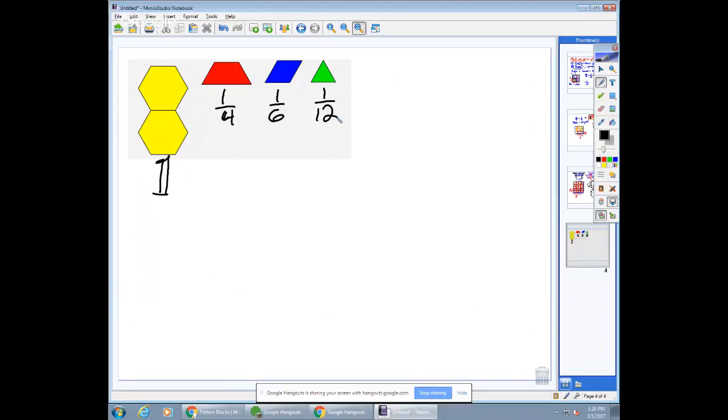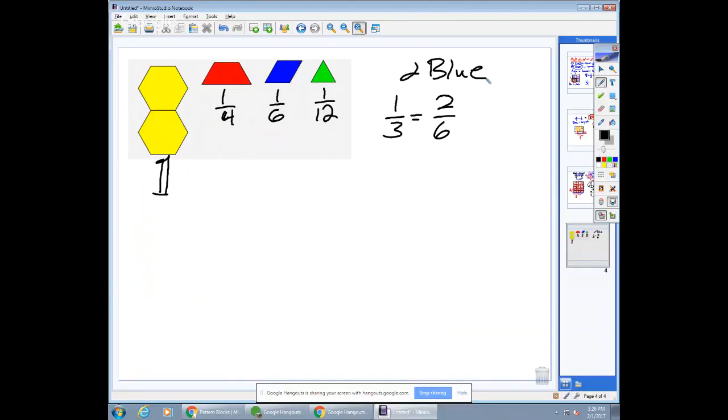Okay, so those are the kinds of things we're going to get to play with. What would 1/3 be with these figures? How would I represent a third? 2 blue ones together, because that would be the same as 2/6. Okay, so 2 blue.